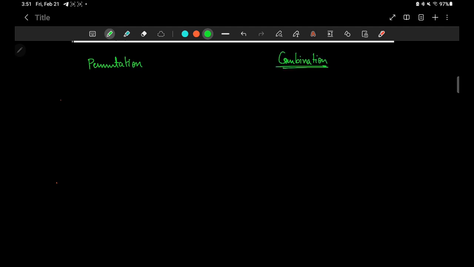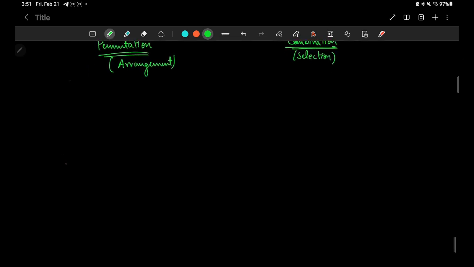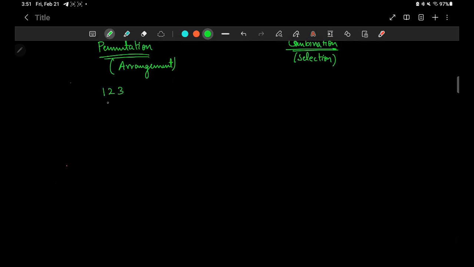We'll be needing combination, but I'll tell you in brief what is permutation. Permutation means arrangement. Combination means selection. Arrangement means how many ways you can arrange them. Let's say for example 1 2 3. How many ways can you arrange them? 1 2 3, 1 3 2, then 2 3 1, 2 1 3, 3 1 2, then 3 2 1. So how many ways are there? 6 ways are possible for arranging them.